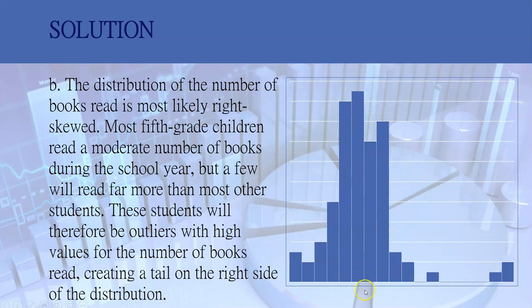These are probably the students who are reading the required number of books. And then it seems like you have a few people here who just read an enormous amount on their own because they love to read. Because this is a very high value over here. So you've got a number of students who are going to be interested in reading. Most of them are going to read what's required. And then you have a few that read well above and beyond what's required. And that's creating a tail on the right side. So this would be right skewed.